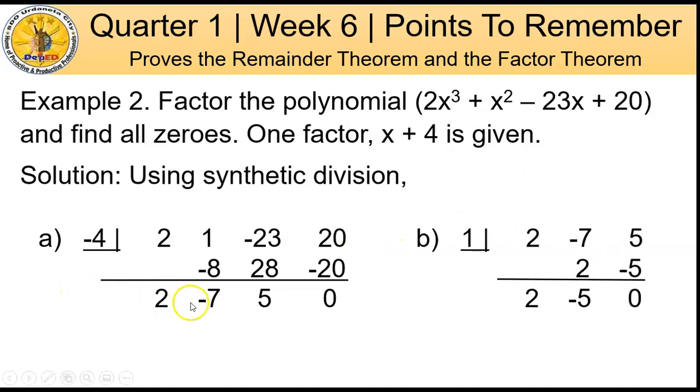so we have here 2, negative 7, and 5 as the numerical coefficients. Now, try natin si positive 1. Now, bring down 2. 2 times 1 is 2. Negative 7 plus 2 is negative 5. Negative 5 times 1 is negative 5. 5 minus 5 is 0.